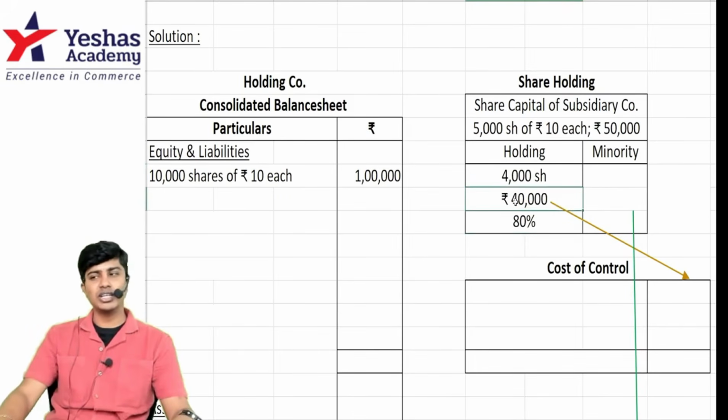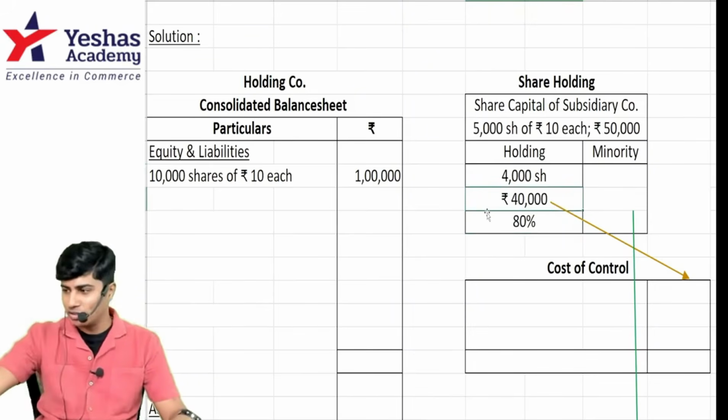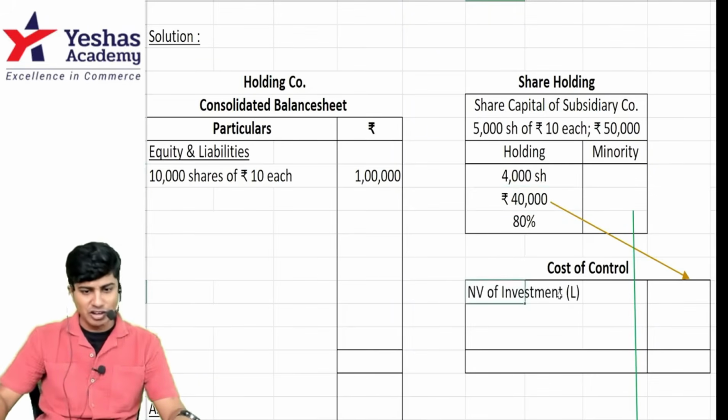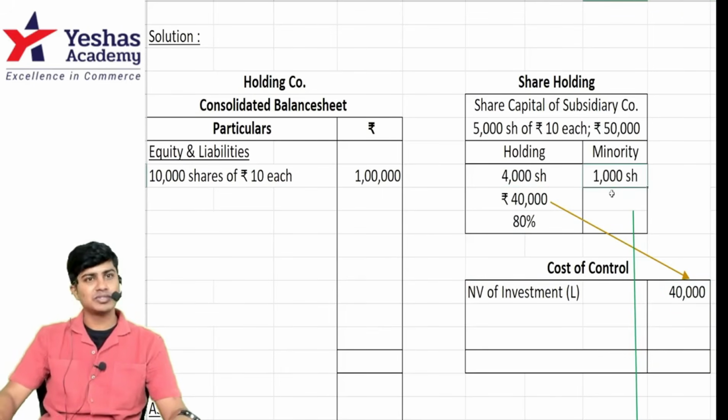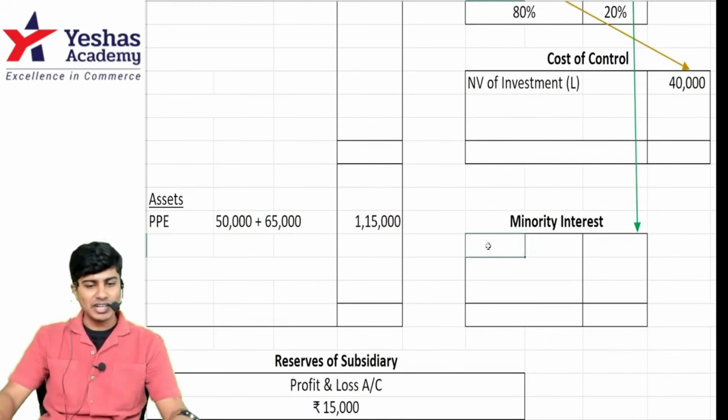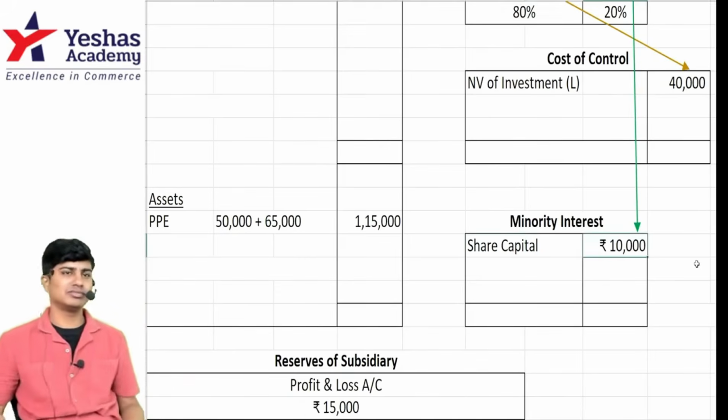Where do I write 40,000? In cost of control. Nominal value of investment. 40,000. Done. How about minority share? 1,000 shares. 10,000 rupees. 20%. Where do I write it? Minority interest. Share capital. 10,000.